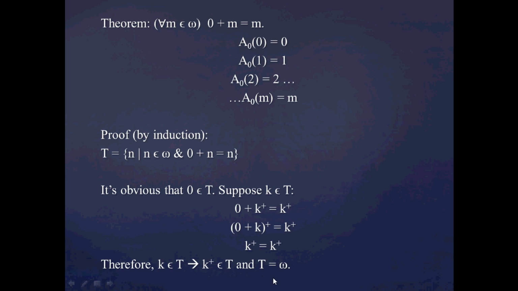And therefore the set T is equal to all of omega. So that proves the statement that 0 plus m is equal to m for all natural numbers m. So that's the first theorem you'll need to prove the commutative property.